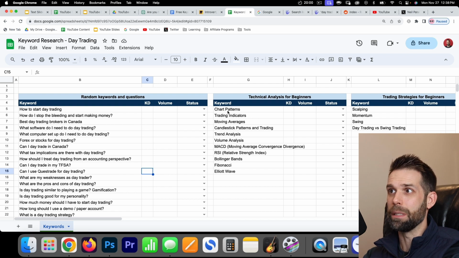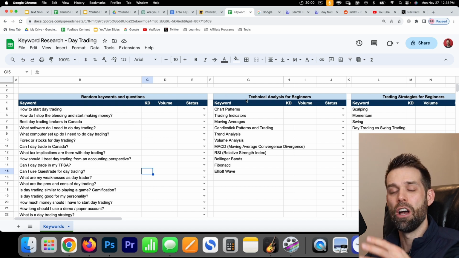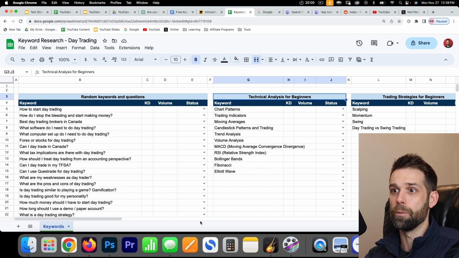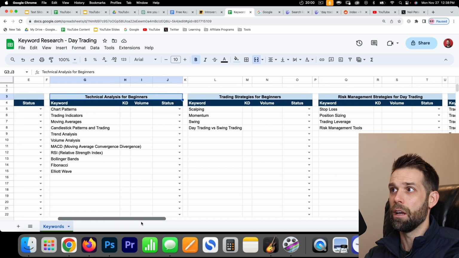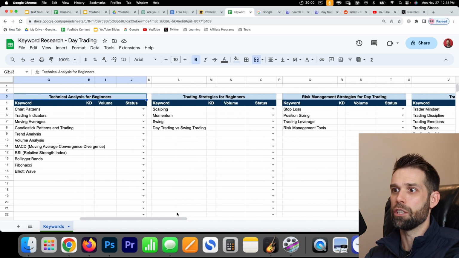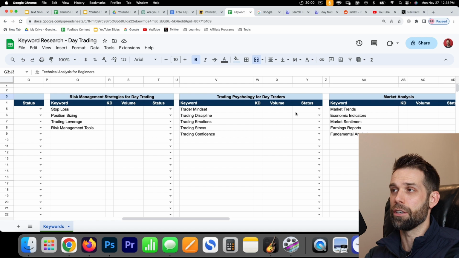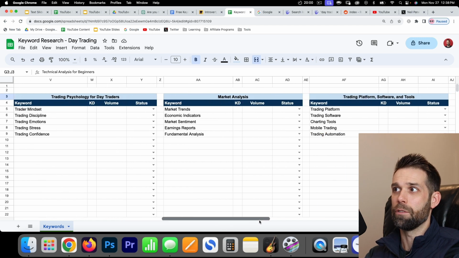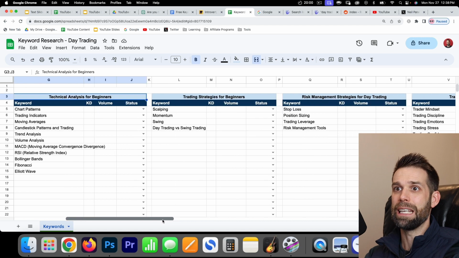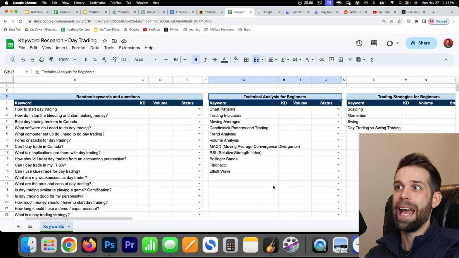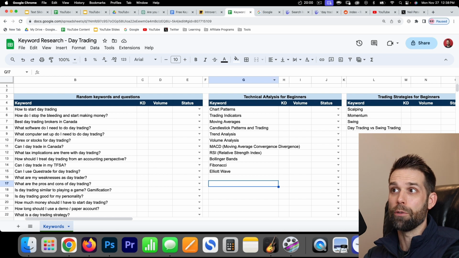Then, using ChatGPT, I was able to find all these subtopics for this niche of day trading. Technical analysis is certainly going to be one I will want to look into. Then we have trading strategies for beginners, risk management, trading psychology for day traders, market analysis, trading platforms and tools, and so on. ChatGPT allowed me to find all these subtopics. Now when I do keyword research, I'm going to want to research keywords associated with technical analysis and keywords associated with strategies as well. It really helps plan out your site.